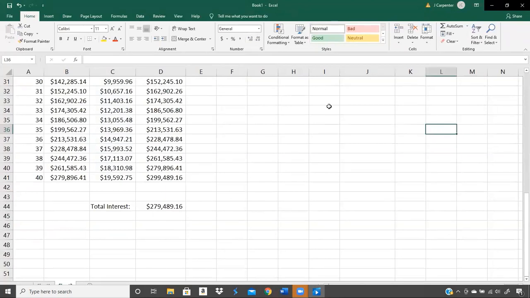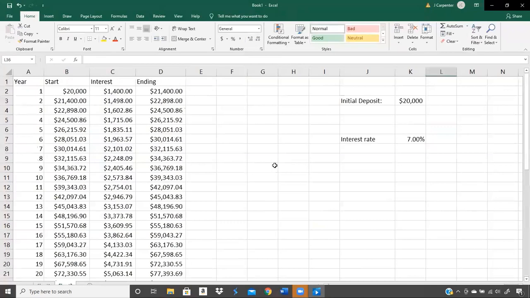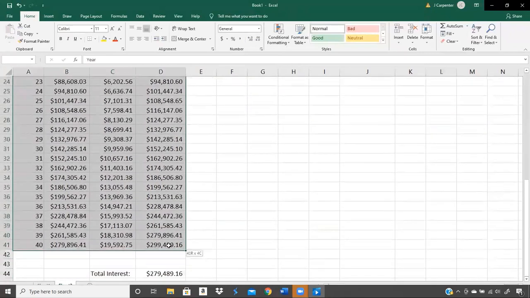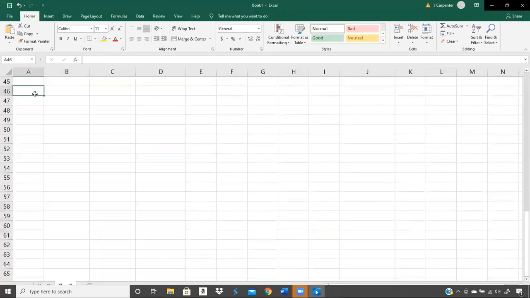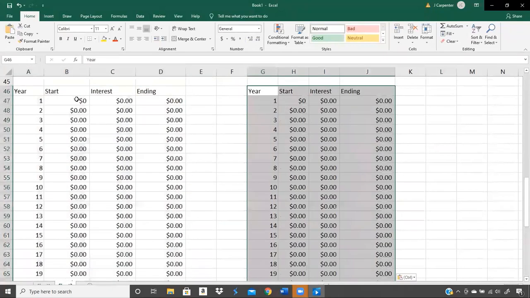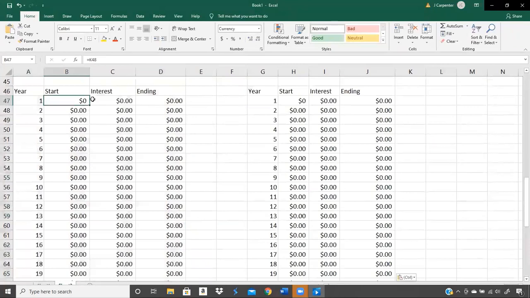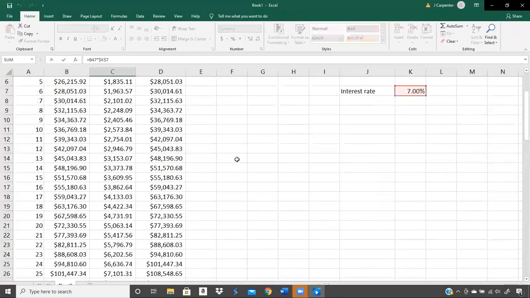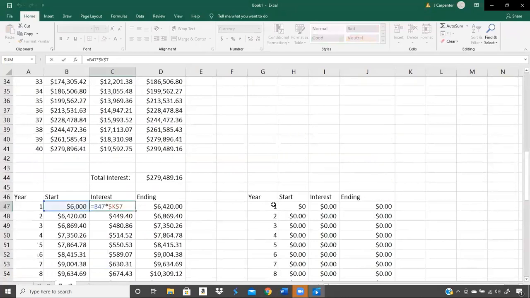So this is some powerful stuff. In fact, let me just show you everything I was talking about. So let me just literally copy all of this. I just press Control C for copy. I'm going to put it down here and then I'm going to put it here. Now the starting balance, let me just type the $6,000 here. And then, is the interest in the right spot? Yes, that red box is good.